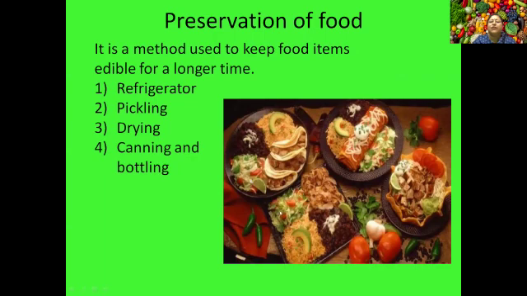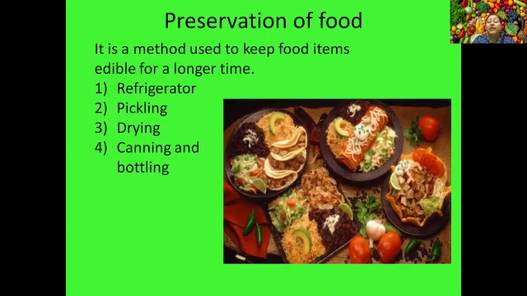Now here you can see all these food items on the table. Suppose your mother cooks all these food items for you on your birthday, but you can't have all of them at one go. So what you do is you eat half of it and you leave it on the table for the next day. But next day, will you be able to eat it? You won't be able to eat it because it will get spoiled.